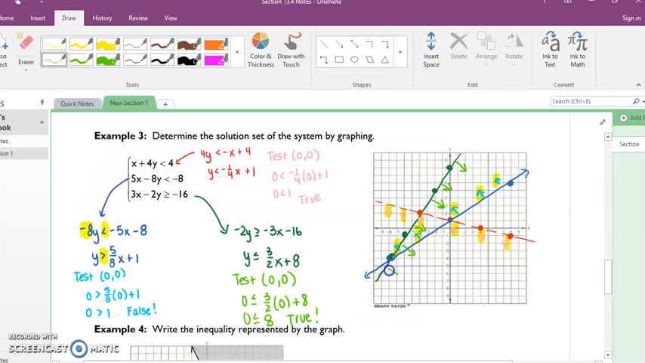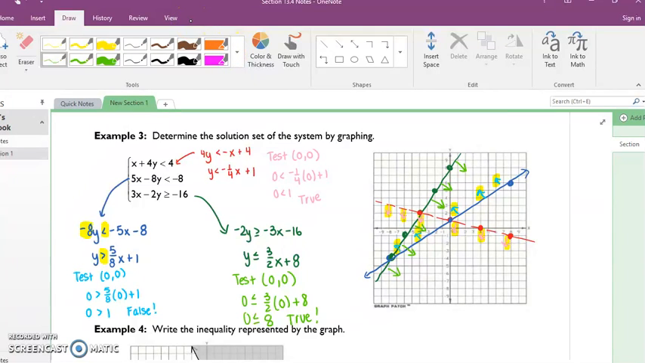Now, if you're choosing to shade each line separately instead of doing what I'm doing with little arrows, that is totally fine. But at the very end of your problem, you have to make it very clear to me what your actual final solution set is.